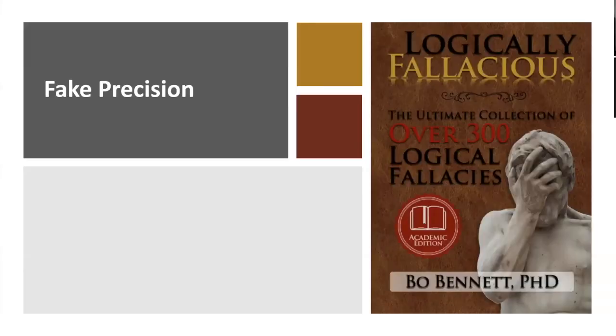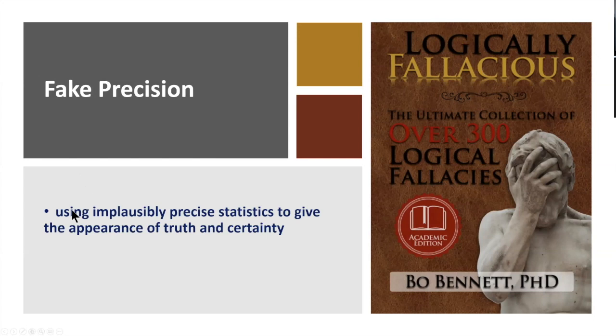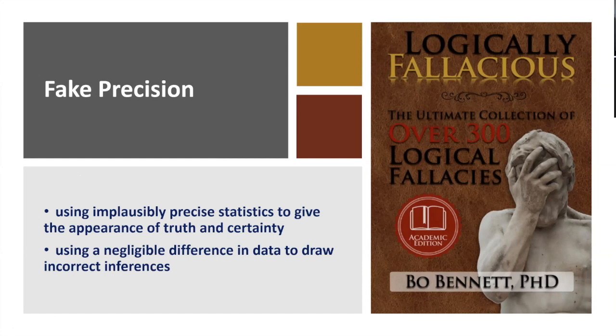This gets into a fallacy of logic. This is an excellent book. It's written by a guy, Dr. Bo Bennett. He's got a website and you can get email feeds from him and so on. But he calls it the ultimate collection of over 300 logical fallacies. And he names this one fake precision. And this is kind of the dry technical explanation: using implausibly precise statistics to give the appearance of truth and certainty, and using a negligible difference in data to draw incorrect inferences.